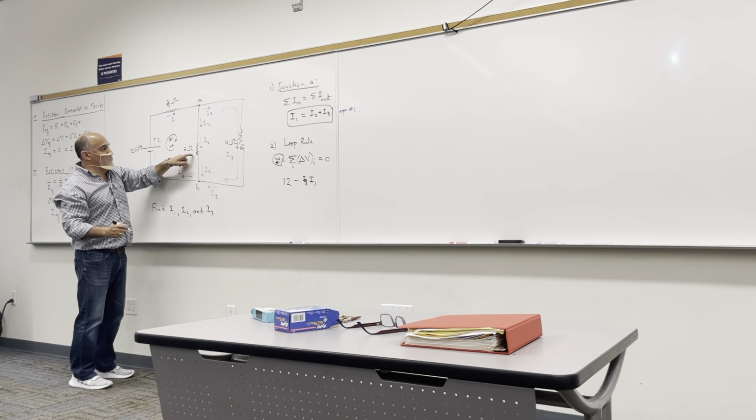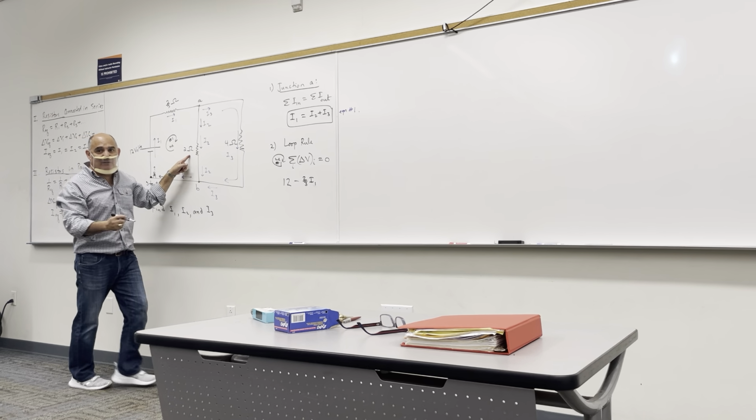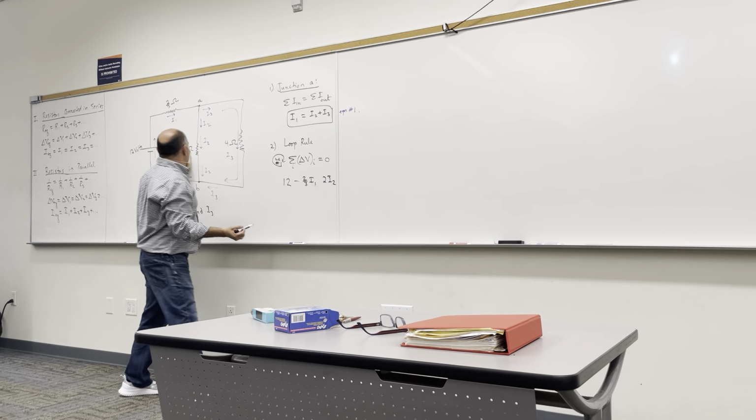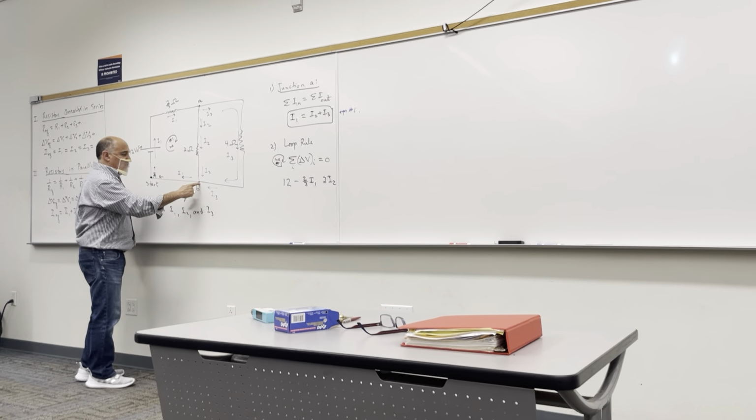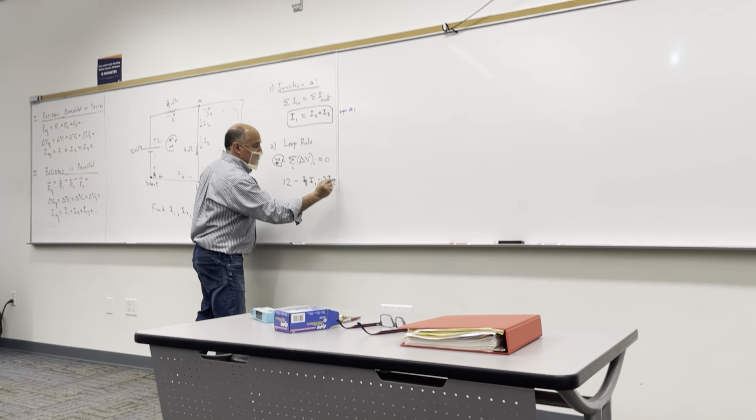So what will be the voltage across this resistor? It would be I times 2, I2, right? Should it be plus or minus? Minus, because I'm going in the same direction as the current. And then I get to junction B, turn, and then I end up where I started. So this is 0.